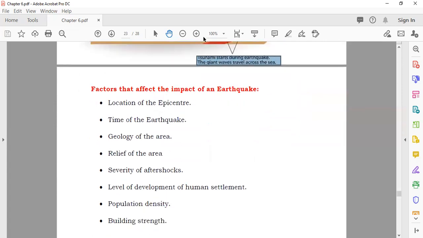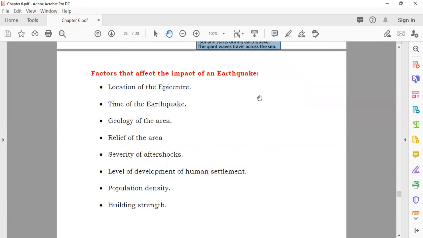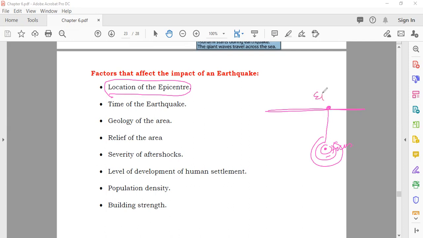Now, factors that affect the impact of the earthquake. How much loss will happen due to an earthquake? It depends on the location of the epicenter. For example, this is the ground, the earth, and down here you have what? Focus, meaning from where the earthquake starts. Just above this one, you have the epicenter.